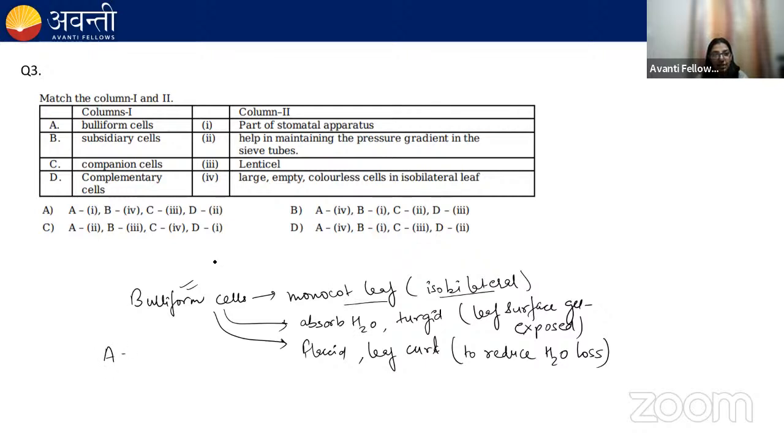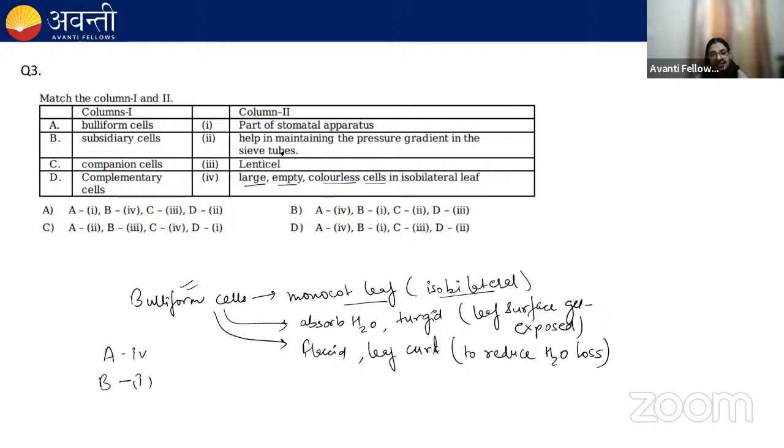So A would be fourth. Because bulliform cells are large, empty, colorless cells in the isobilateral leaf. B is the subsidiary cells. When few epidermal cells around the guard cells get specialized in their shape and in their structure, those cells are known as subsidiary cells. So they are part of a stomatal apparatus. B first.